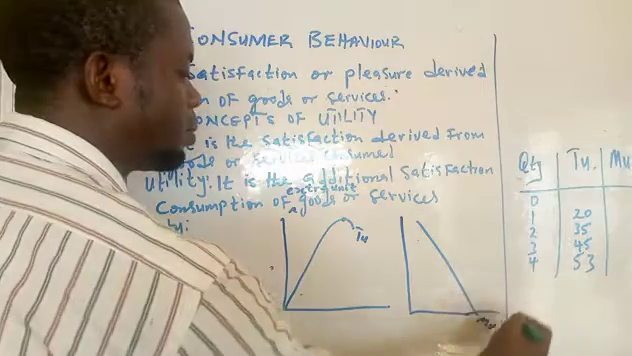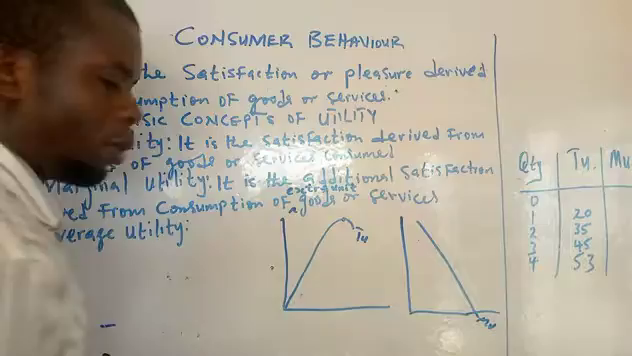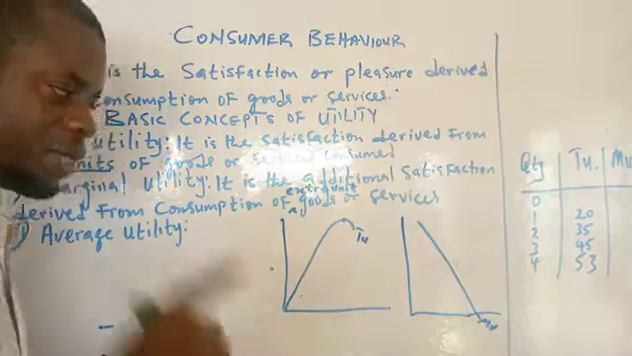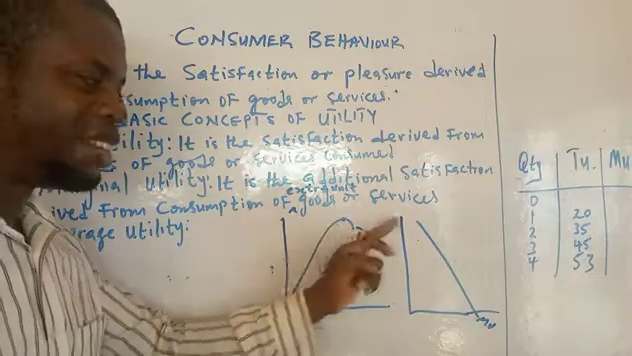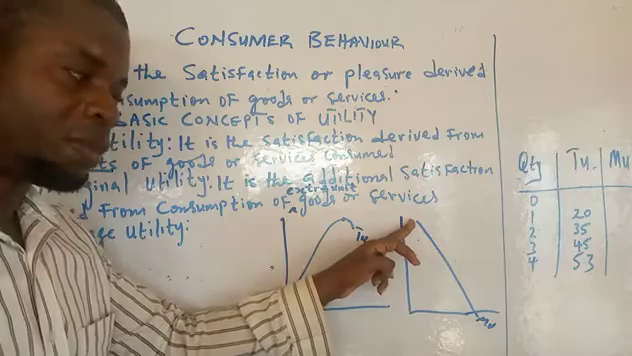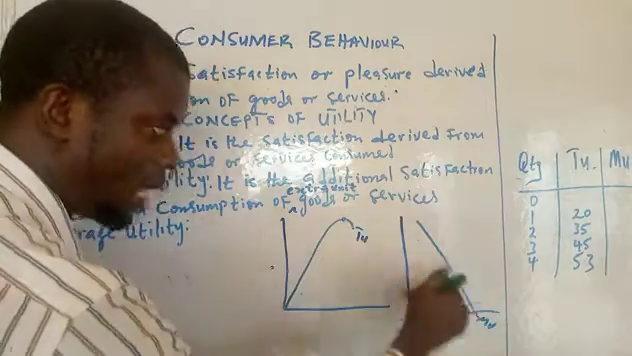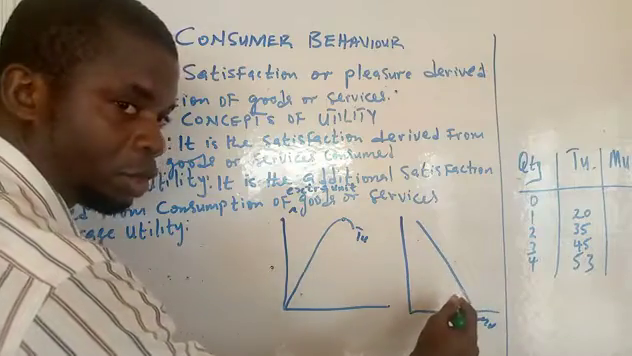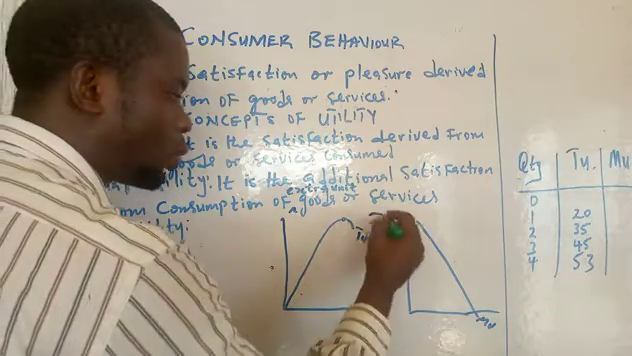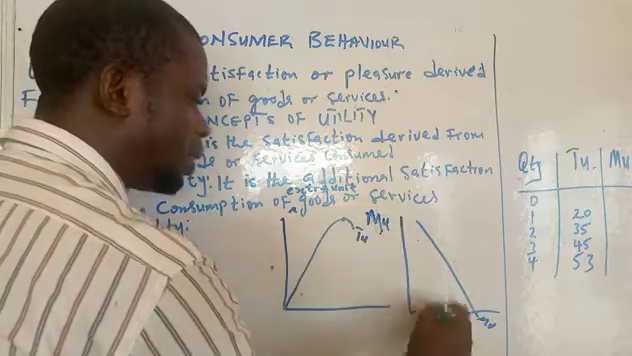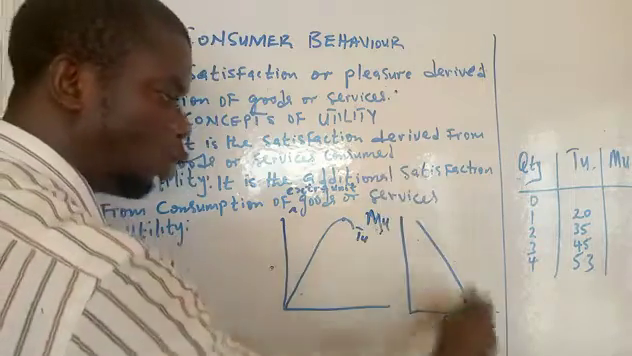Marginal utility. So take note of this point. I've said that marginal utility starts from the highest point, and the more you consume, the lesser it becomes. That's why it slopes down. It slopes down. Do you understand? So marginal utility, against the quantity you consume, slopes down.